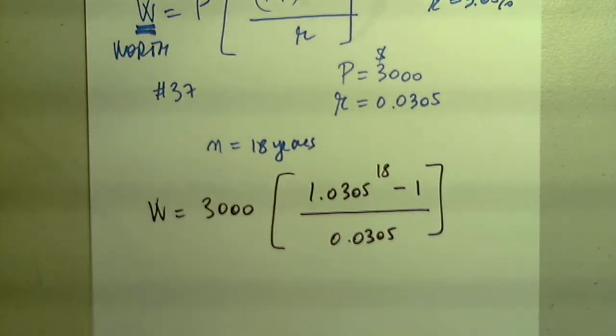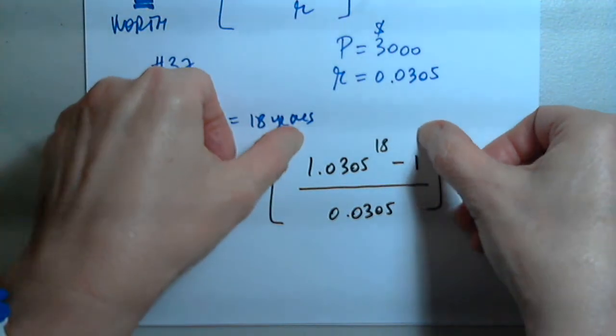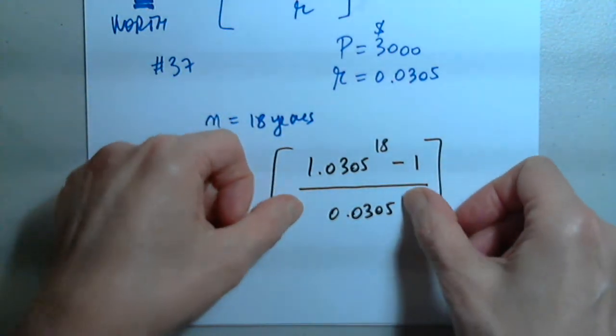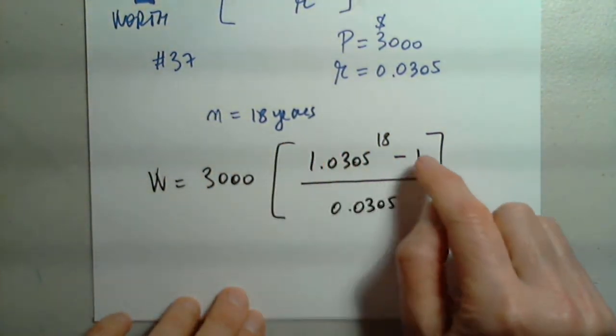So 1.0305 raised to power 18. If it's just a number and no operations, it's okay not to have parentheses. Minus 1, you have to close the parenthesis and then divide by 0.0305. Let me stop before I hit enter. So here it is. When I enter in the graphing calculator, I enter 3,000. Then I put parentheses around the numerator. I did not need to put parentheses around the denominator because it's just one number.